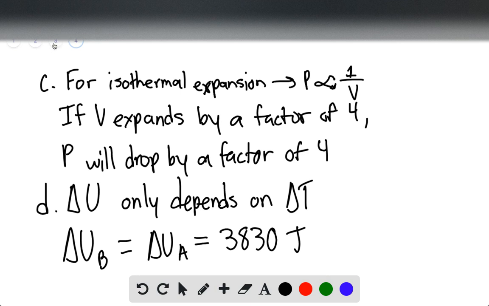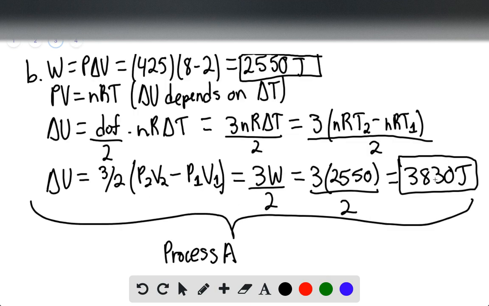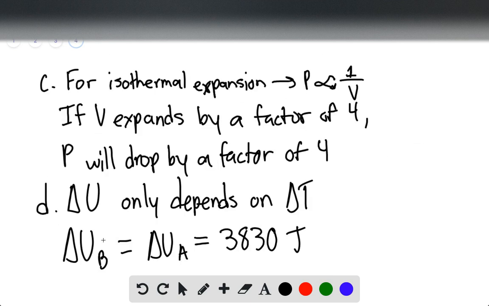We already found that here, again, 3,830 joules. So we can just set this equal and say that the change in internal energy of process B will be equal to 3,830 joules. So the change in internal energy will be the same no matter what process you're taking.